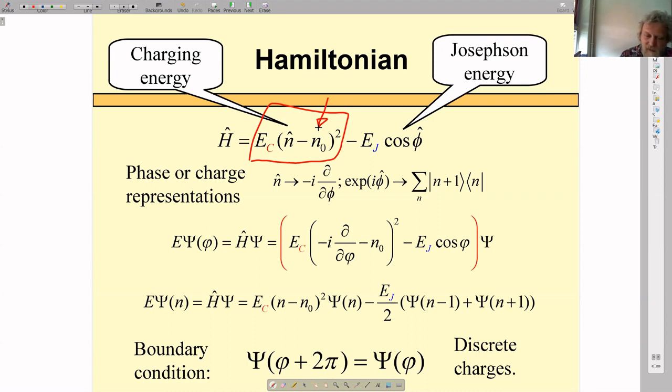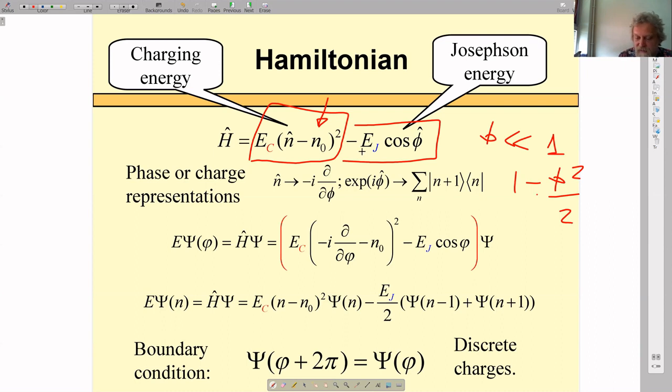This is the Josephson energy. This is a function of phase. If one considers small phases, the cosine can be expanded, and the minus here gives you plus. So in fact, this is phase fluctuation and you also pay an energy cost for that.